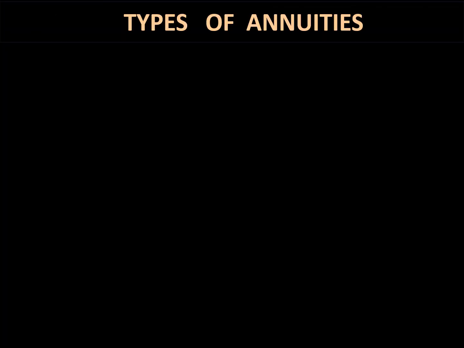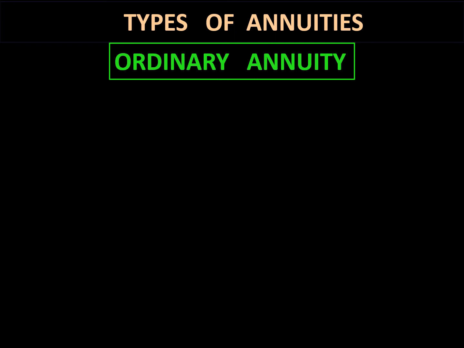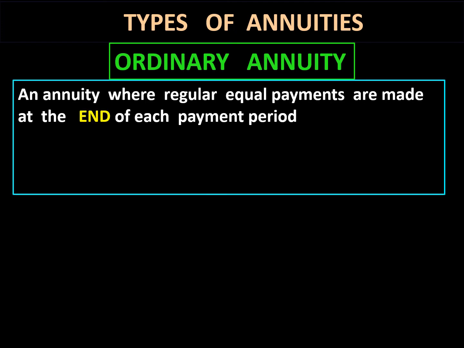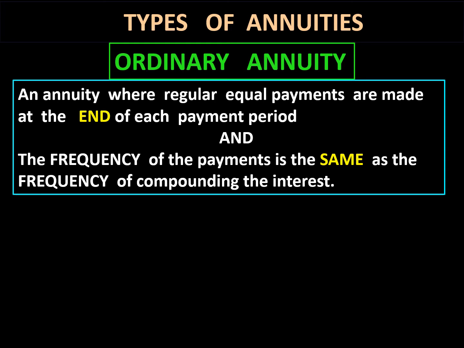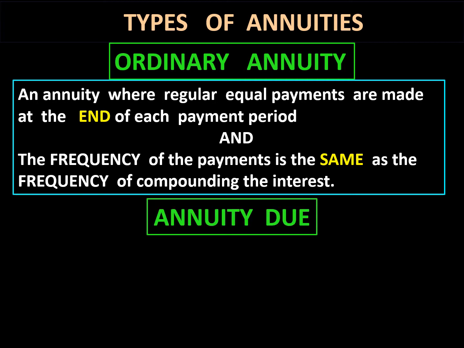There are two types of annuities. First of all, we have the ordinary annuity, where the regular, equal payments are made at the end of each payment period. The frequency of the payments must be the same as the frequency of the compounding interest. For example, if you have monthly payments, the compounding should be monthly. If you have annual payments, the compounding should be annually. And the payments must be at the end of each payment period.